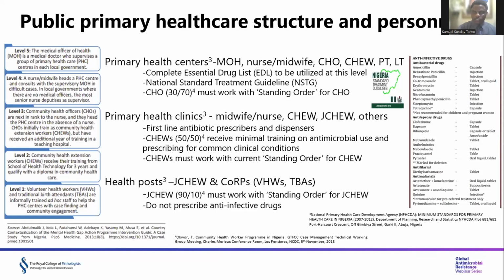The health post is the smallest of them, usually headed by junior community health workers, supported by community resource persons like volunteer health workers and traditional birth attendants, who are trained ad hoc staff that support the junior CHU. And they're supposed to spend 90% of their time in the community and 10% of their time at the health post. But they must work with the standing order for junior community health workers. However, the minimum standard does not enable them to prescribe anti-infective drugs.